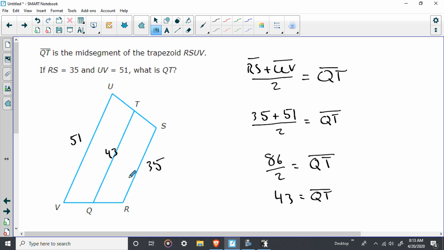Good things to watch out for. Obviously, if it's in the middle, it has to be in the middle of these two numbers, right? Okay. Again, it's not half of the top. It's not. I'm sorry. It's not half of the longer. It's not double this. It is the average of the two of them.